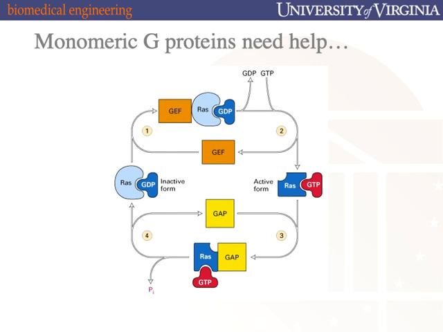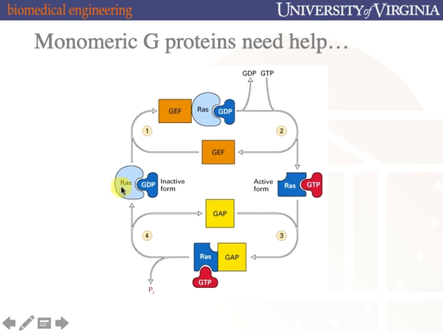Here is the monomeric G protein cycle. The one recurring theme, if you will, for these monomeric G proteins is they're somewhat wimpier in all respects compared to the heterotrimeric G proteins. And what I mean by wimpier is that they need assistance of other interacting proteins to facilitate both the nucleotide exchange as well as the GTPase activity to hydrolyze GTP and turn it into GDP.